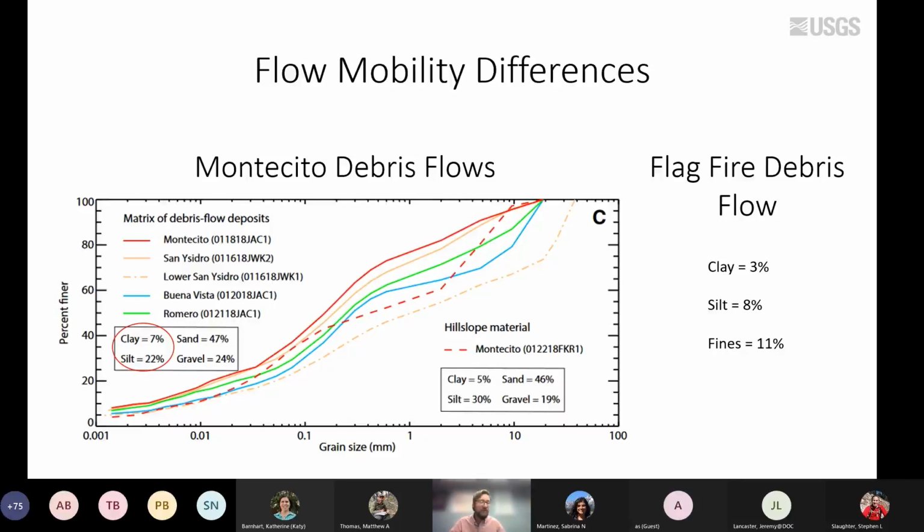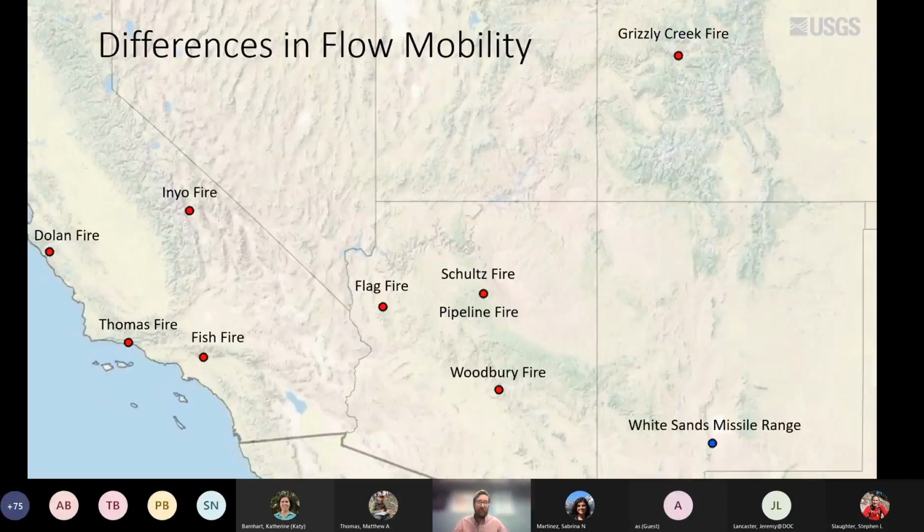So a lot of future work needs to be done in identifying what influences the best fit flow mobility parameters from region to region. But to address that problem, like I said, we are calibrating the model to a wide range of inundation scenarios. We have 8 burned scenarios with multiple watersheds at most sites, represented by these red dots. And although I'm not talking about unburned debris flows today, we also have 3 unburned watersheds that produce debris flows at the White Sands Missile Range in southern New Mexico.